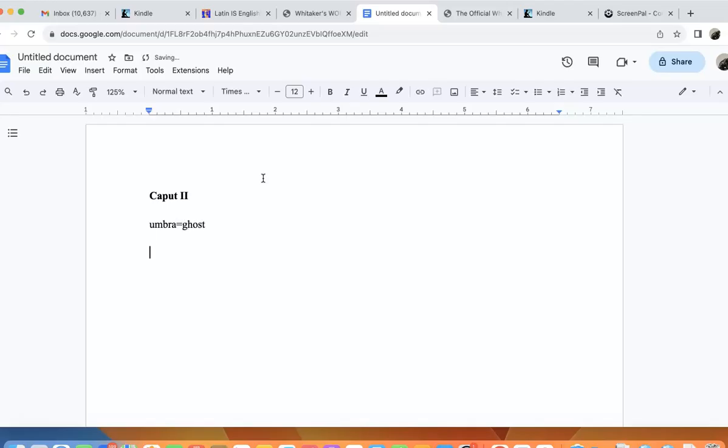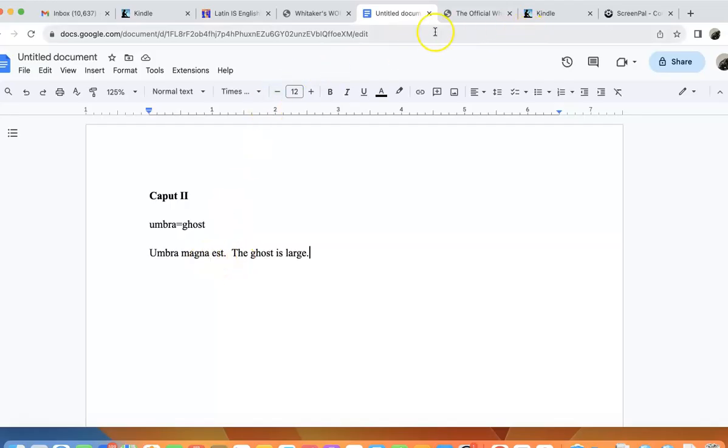So if I say umbra, let's see, I'll use this adjective that they used last time. What does this mean? Well, it means the ghost is large. It's kind of a weird sentence, but it works for us. So here we have umbra magna est, the ghost is large.